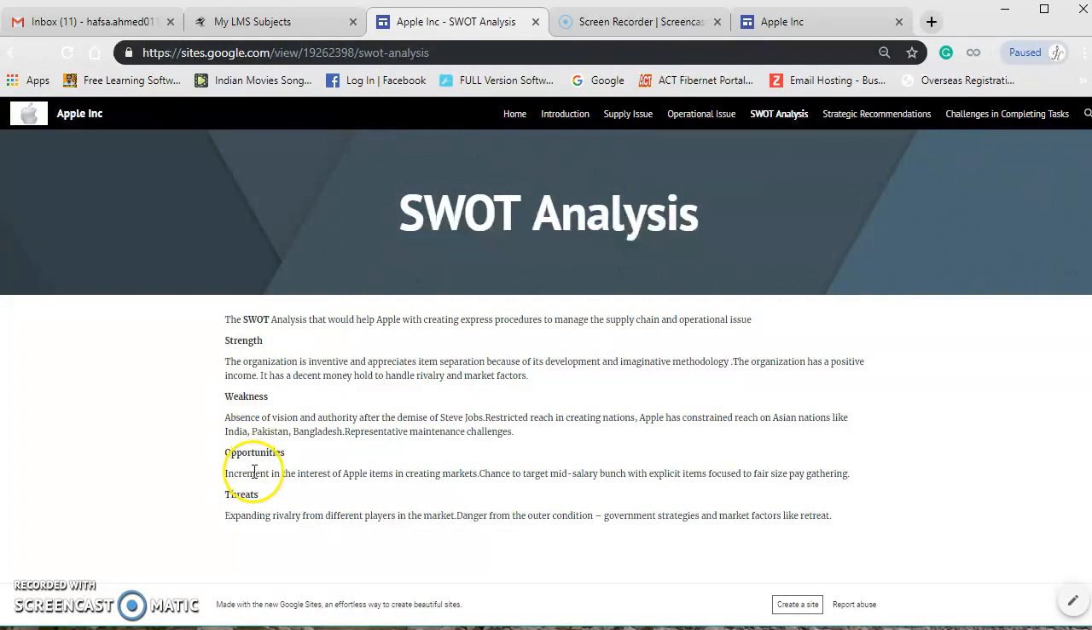Then come opportunities. Increase in the demand for Apple products in developing markets. Opportunity to target the mid-income group with specific products. Threats: expanding competition from other players in the market. Threats from the external environment, government policies and market factors like recession, which we can consider as a threat.